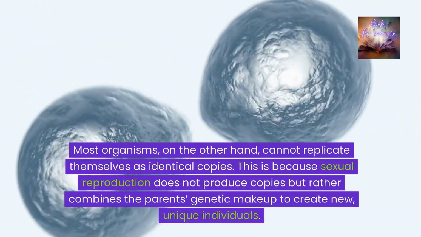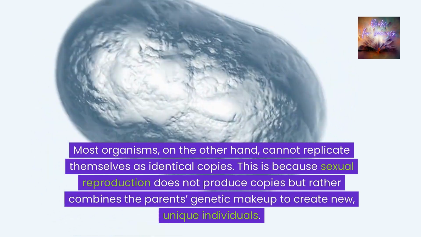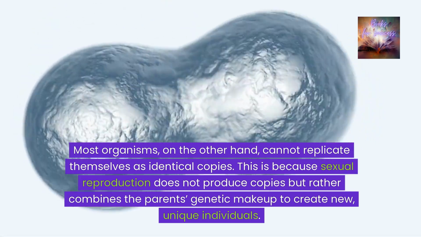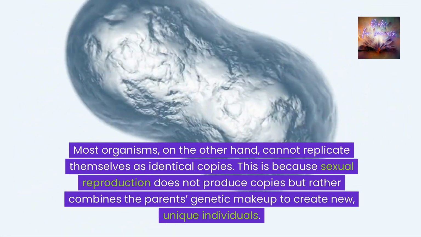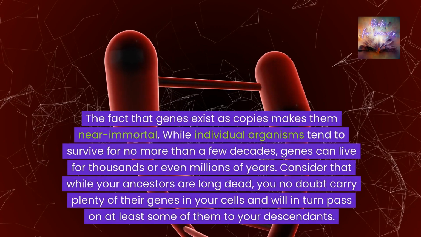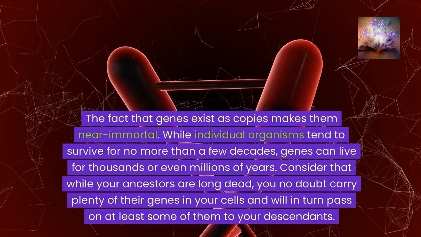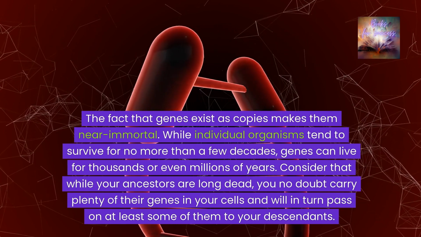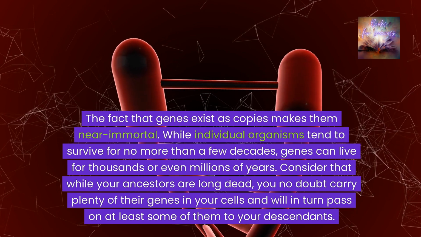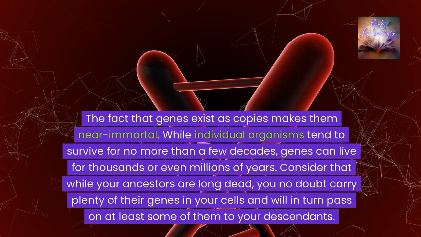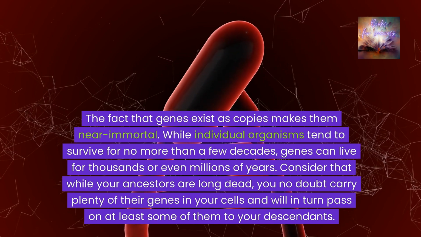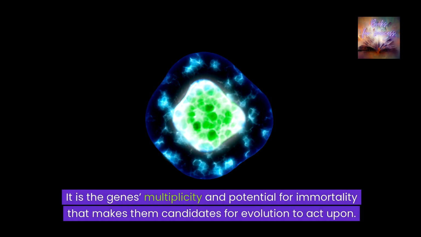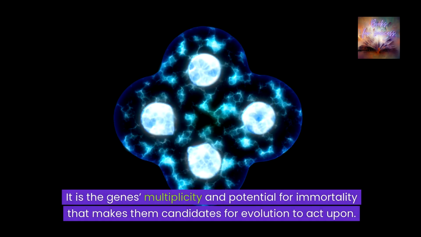Most organisms, on the other hand, cannot replicate themselves as identical copies. This is because sexual reproduction does not produce copies but rather combines the parent's genetic makeup to create new, unique individuals. The fact that genes exist as copies makes them near immortal. While individual organisms tend to survive for no more than a few decades, genes can live for thousands or even millions of years. Consider that while your ancestors are long dead, you no doubt carry plenty of their genes in your cells and will in turn pass on at least some of them to your descendants. It is the genes' multiplicity and potential for immortality that makes them candidates for evolution to act upon.